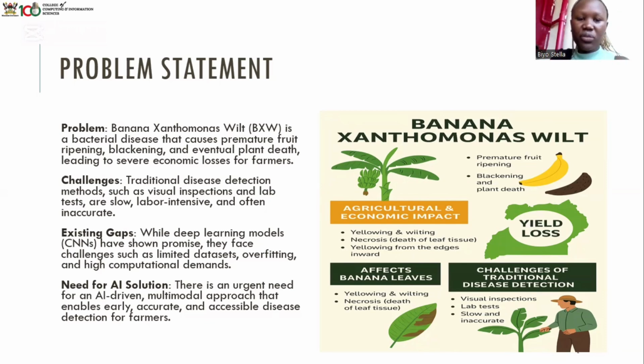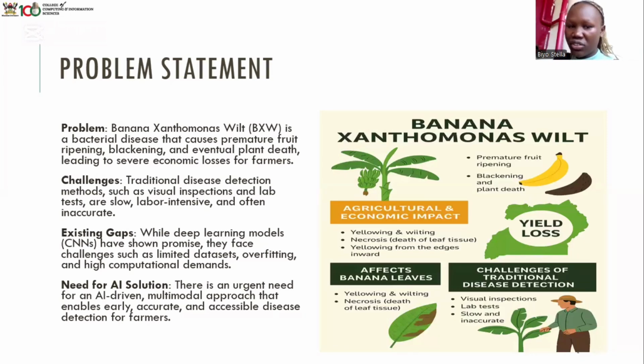For the problem here, we're specifically going to talk about two diseases: banana wilt and Sigatoka. Banana wilt is a bacterial disease that causes premature fruit ripening, blackening, and eventually the plant's death. Sigatoka is a fungal disease that also causes the banana leaves to become yellow, and eventually the plant dies as well. This leads to severe economic losses for farmers.